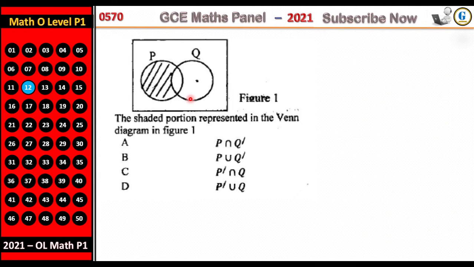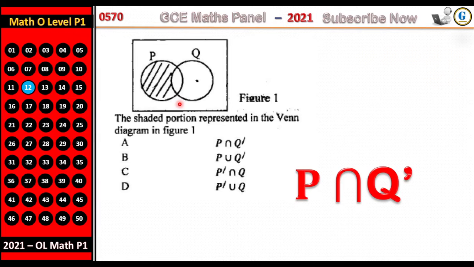12. The shaded region represented in the Venn diagram in figure 1 is P intersection Q prime. That is P intersection the region outside Q. That's the meaning of Q prime. So this gives us P intersection Q prime. A.